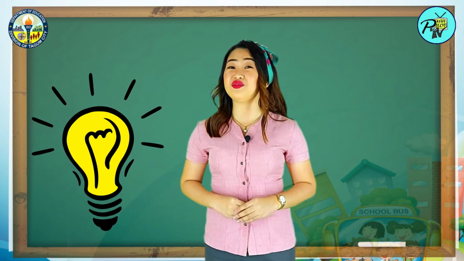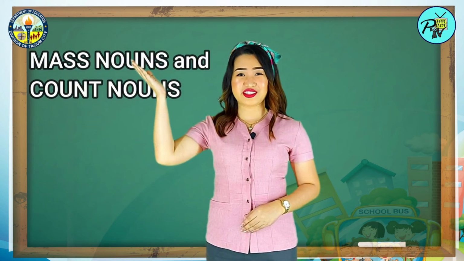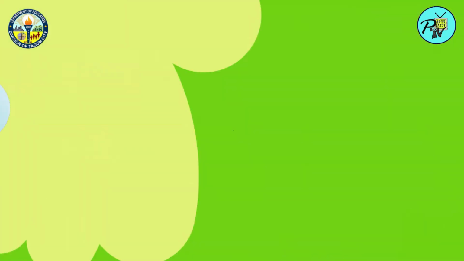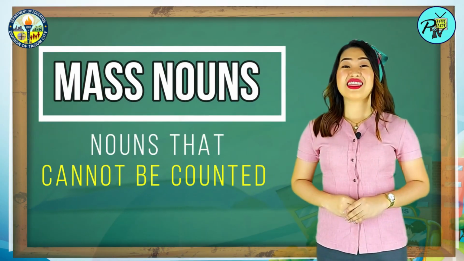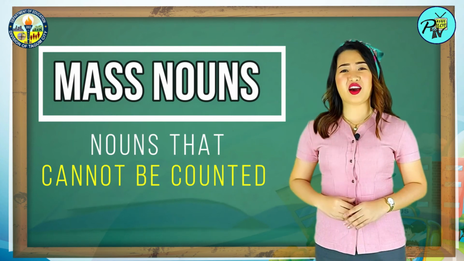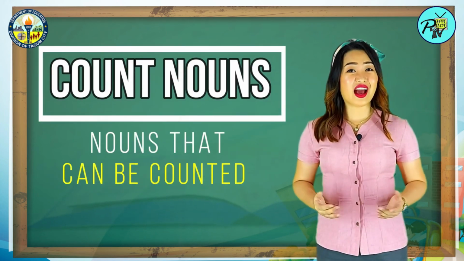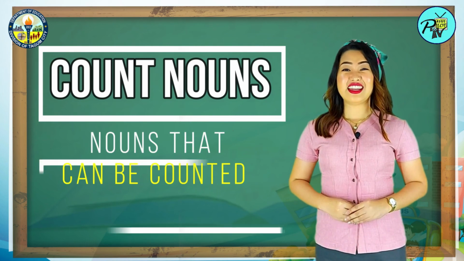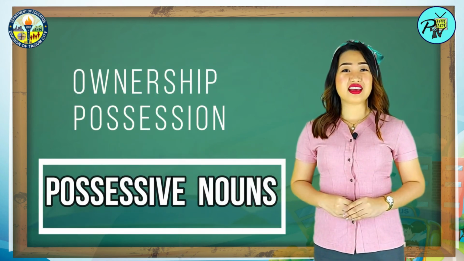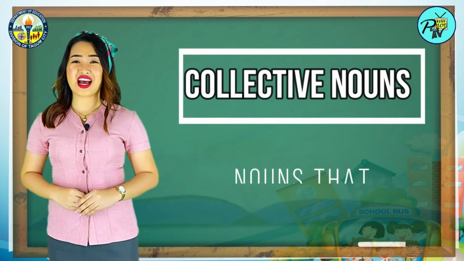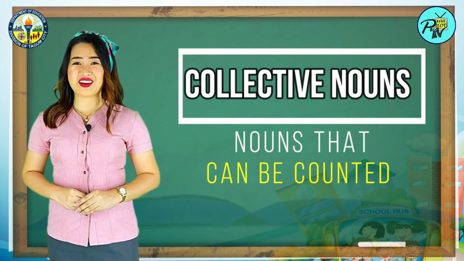Now let's have a short recap of the lessons that we've learned today. We've learned about mass nouns and count nouns, possessive nouns, and collective nouns. Now when we say mass nouns, these are nouns that cannot be counted. And when we say count nouns, these are nouns that can be counted. Now, possessive nouns means ownership or possession. And when we say collective nouns, these are group of nouns.